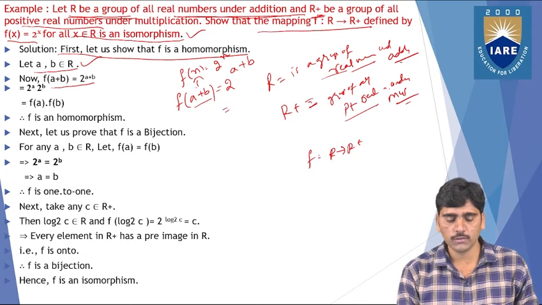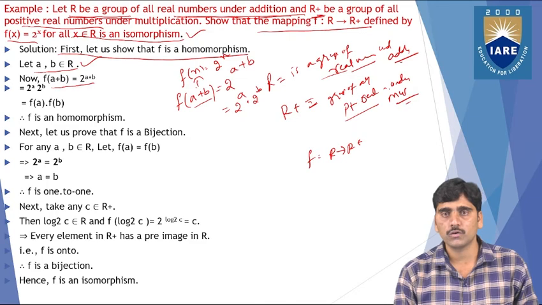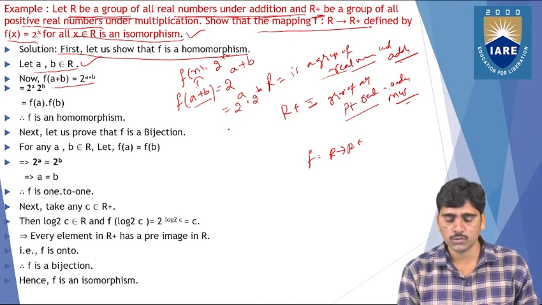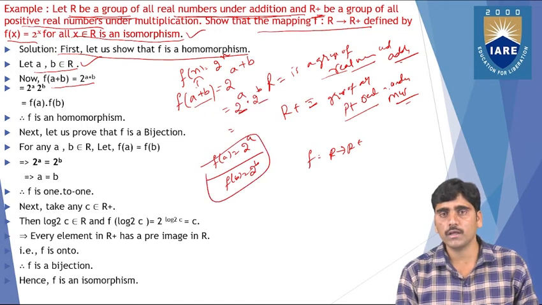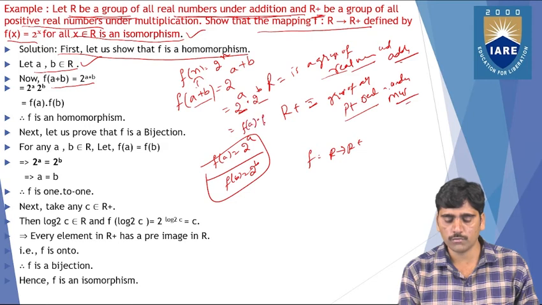So you can rewrite it as 2 power a into 2 power b. So 2 power a is nothing but f of a, and 2 power b is f of b. So you can rewrite this 2 power a into 2 power b as f of a dot f of b.